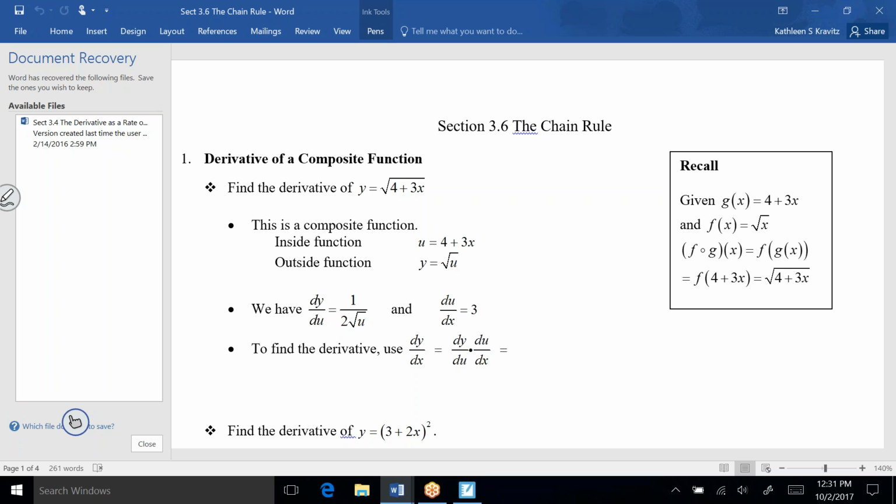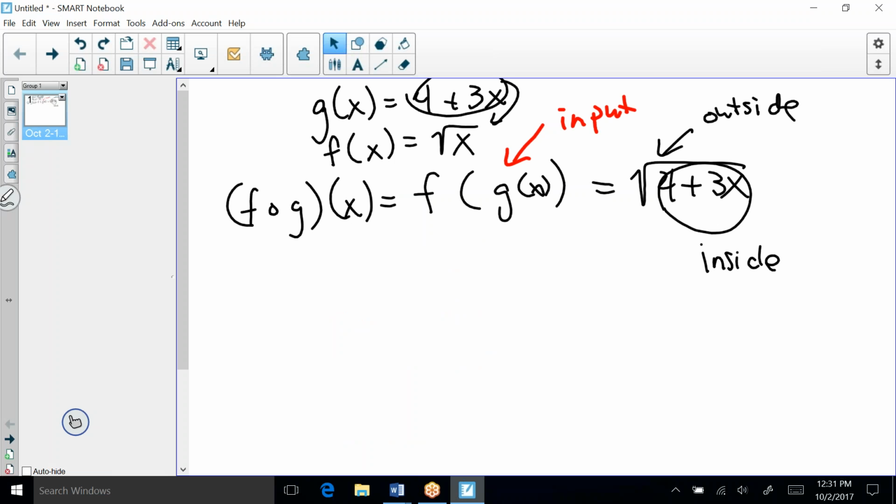Now we're going to look at the derivatives of each one of these. We're going to take the derivative dy du, so that means our function called y right here. We're going to take the derivative of square root of u. We've done the square root function before, but this is one that comes up frequently. So the derivative of the square root of u is 1 over 2 root u. And then if we take the derivative of the function u, this 4 plus 3x, that derivative is going to be 3.